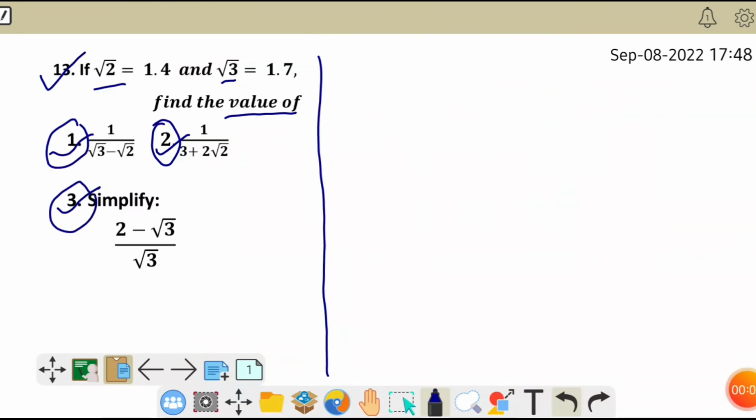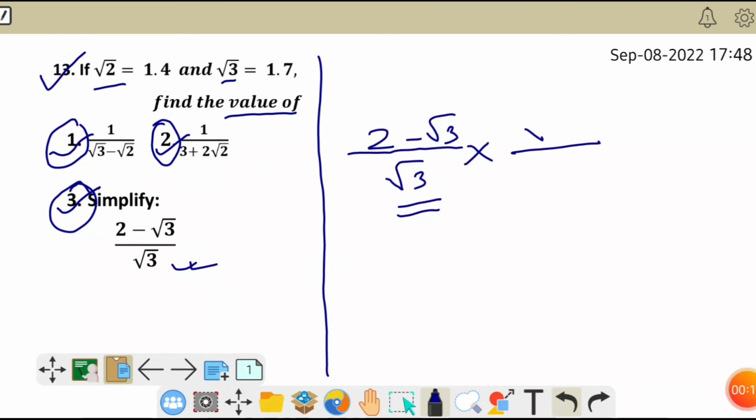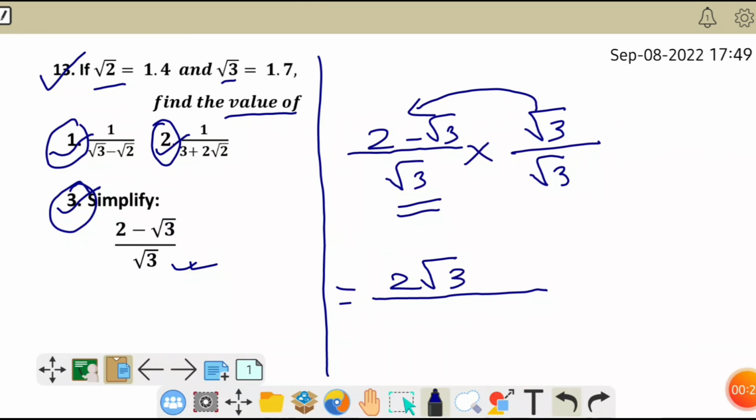Next question, question number 3, simplify. Here only root 3 is there, so we'll rationalize by root 3 only. Now multiply it. 2 into root 3, 2 root 3 minus root 3 into root 3, that is 2 roots will be cancelled out and we'll have 3. Root 3 into root 3, again 3.